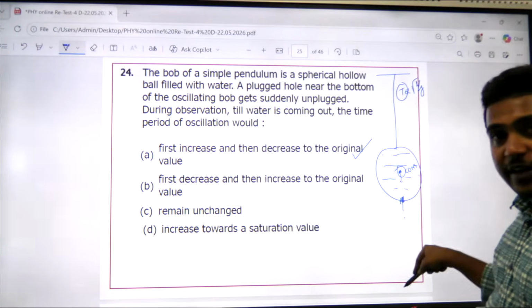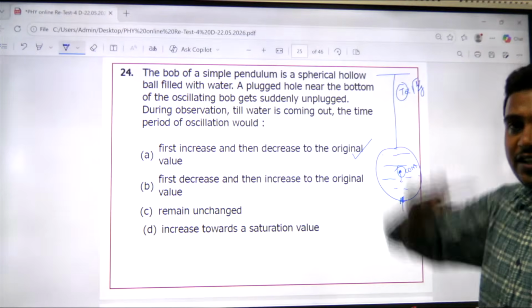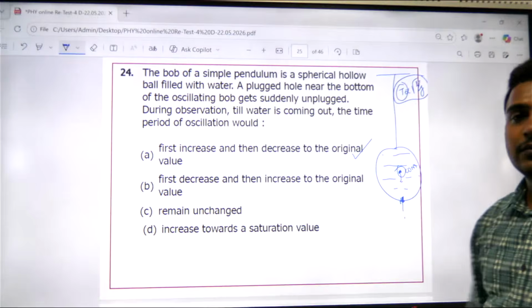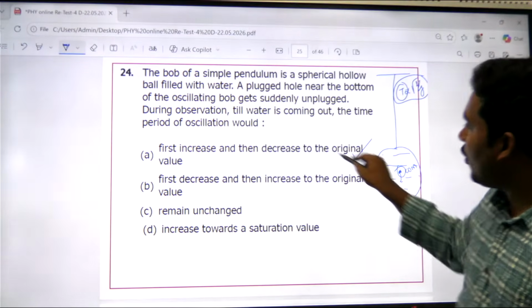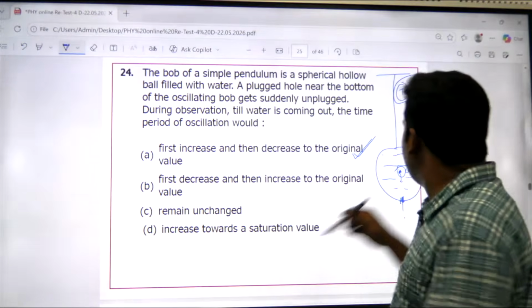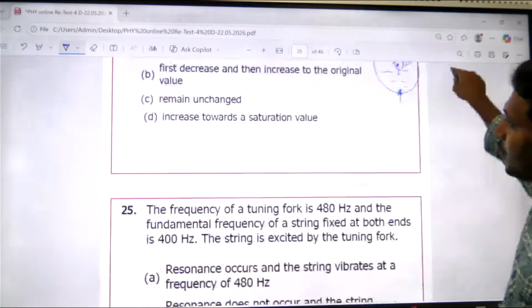Once it's completely drained, the center of mass will suddenly shift to the original position, and this option will explain this phenomenon further. So this is your correct answer. Going to question number 25.